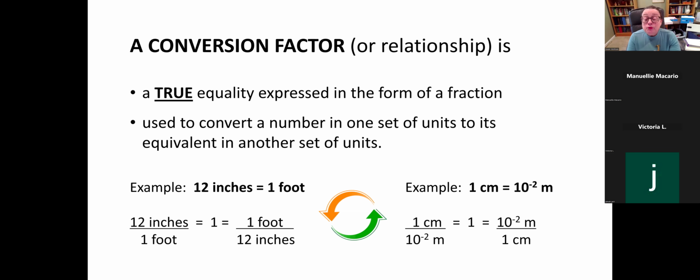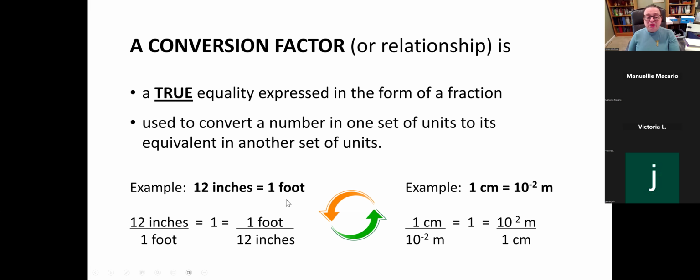So if we divided both sides by 1 foot, not by 1, but by 1 foot, we would end up with the first part of that equality at the bottom. 12 inches divided by 1 foot is equal to 1 foot divided by 1 foot, which is 1, exactly, right? There's no unit there. The unit of a foot and a foot have canceled each other out, right?